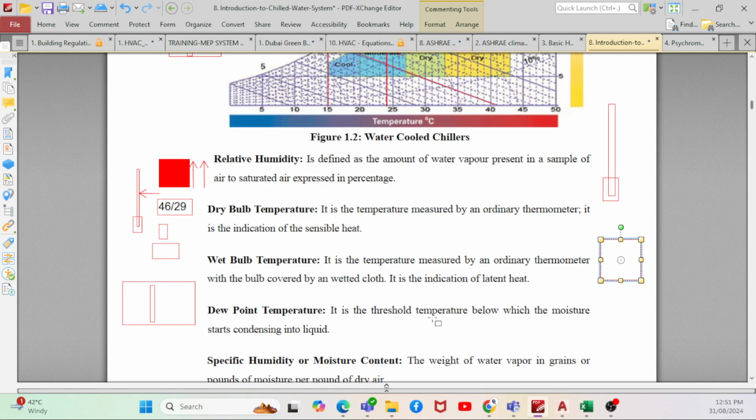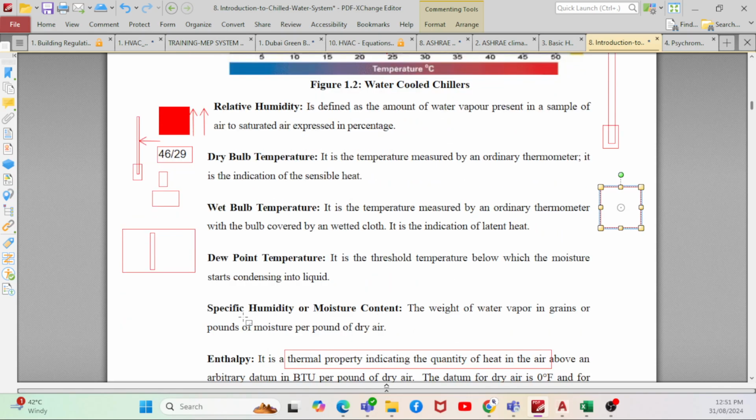It cannot hold more than 100 percent water, okay. So that means it starts condensing, and that is called the dew point temperature, okay. So when you talk about specific humidity, it is the weight of water vapor in grains or pounds of moisture per pound of dry air, okay.